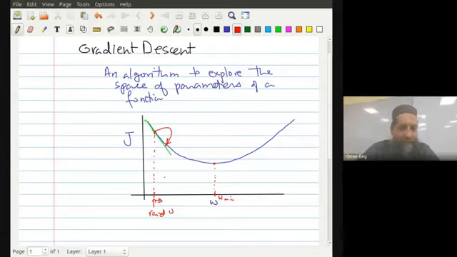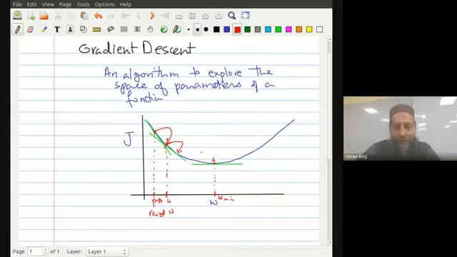I'll compute j once again at this point. This is where I've moved the value of w, and what should I do next? I do the same thing once again. I calculate the gradient here. It is, let's say, less steep now, and I see the gradient is less steep, but I still need to move in this direction. So I'll move further until I get to a point where the gradient is now 0. So the gradient is 0 here. That means I've reached the bottom of the curve, and this is where I want it to be.